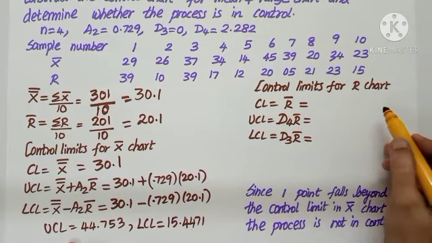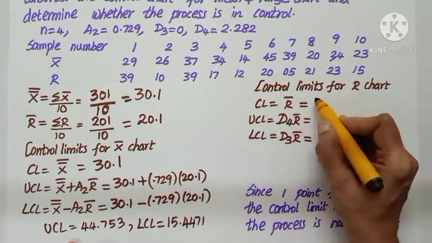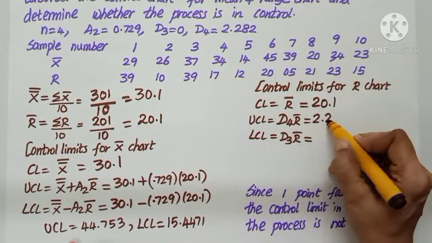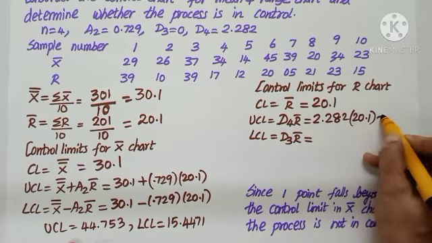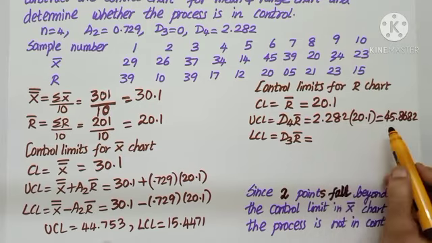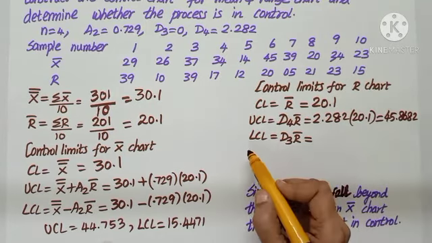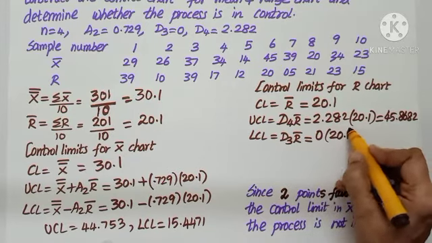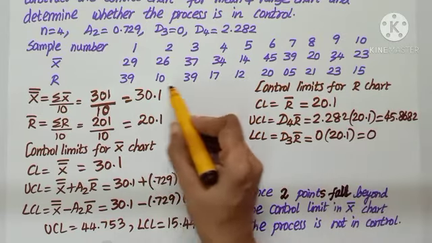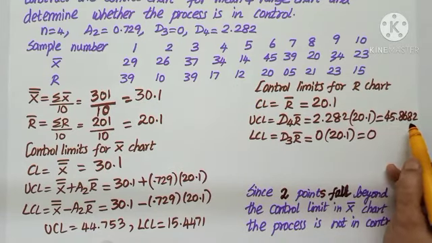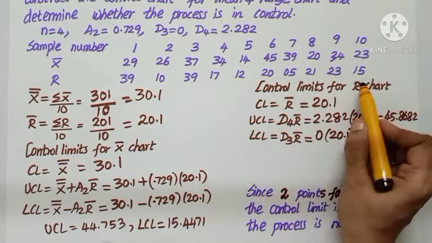Proceeding to R chart. CL is R bar, that is 20.1. UCL is D4 R bar, 2.282 into 20.1 gives us 45.8682. LCL is D3 R bar, 0 into R bar is 20.1, that is 0. Checking R values. Below 0 there is no value. Above 45.87 also there is no value.